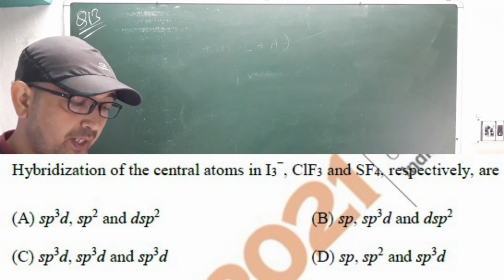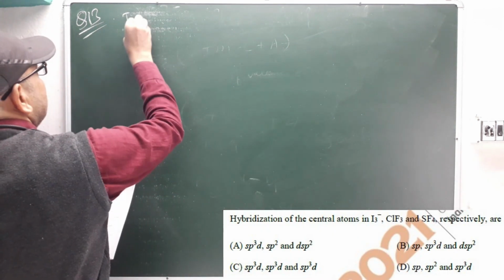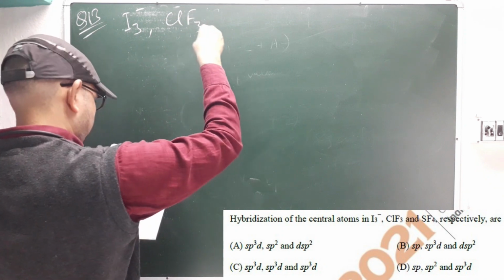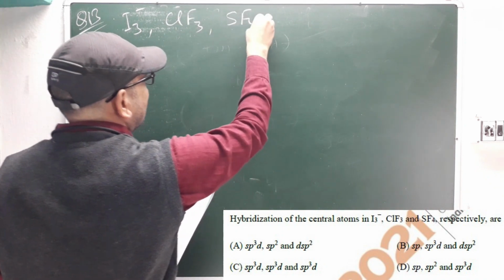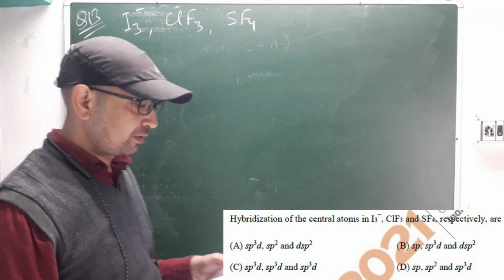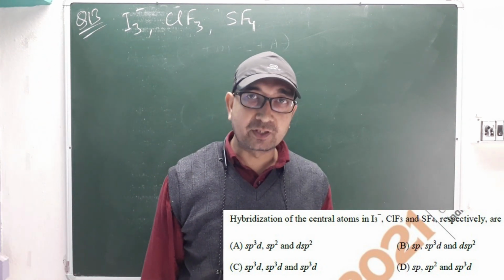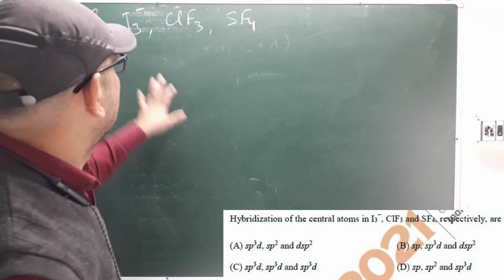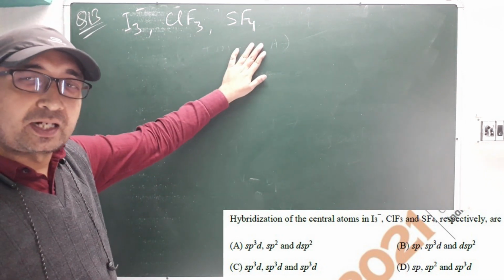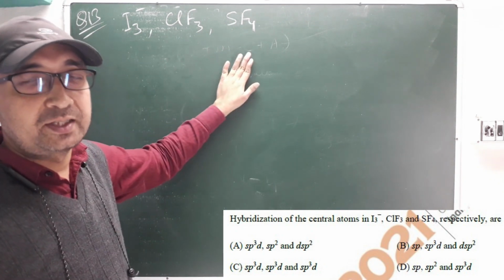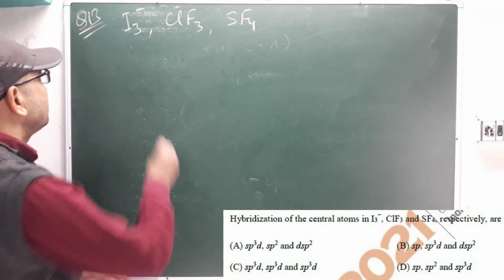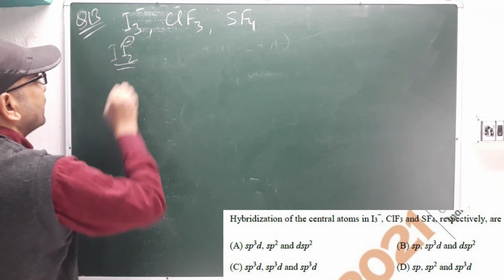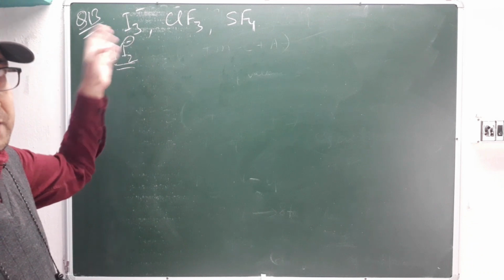Hybridization of the central atom in I3 minus, ClF3 and SF4. Okay, they are asking the hybridization of the central atoms in I3 minus, ClF3 and SF4 respectively. So we will find out the hybridization and then we will see the options, correct? For I3 minus, how will it look? I, then I2, and then minus. You have to frame it like this, otherwise you'll get confused about which one is the central atom, right?